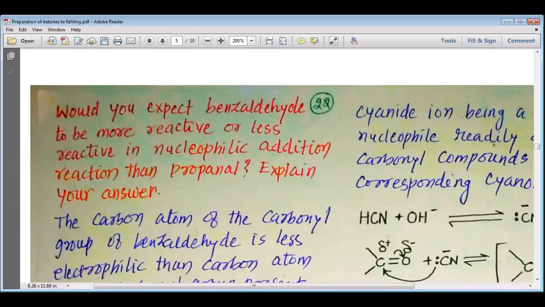Now the next point is, would you expect benzaldehyde to be more reactive? You know, benzaldehyde has an aromatic ring instead of the alkyl group. So benzaldehyde is ArCHO, or you can say C6H5CHO.